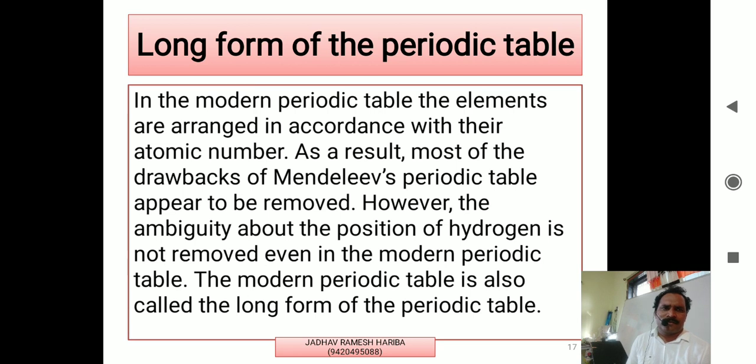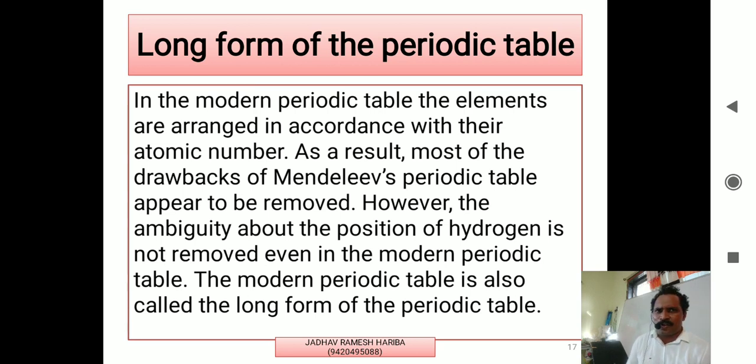That is, the problem of the isotopes: isotopes have the same atomic number, so they get placed in the same position. Another is the position of cobalt and nickel. Cobalt has a lesser atomic number, so it gets placed first. In this way, the drawbacks we saw in Mendeleev's periodic table get removed in this modern periodic table.